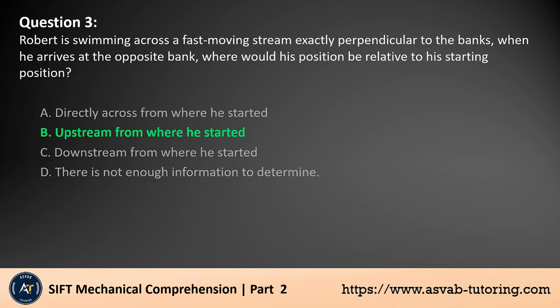The answer is B. Even though Robert swims perpendicular to the banks, the fast-moving current of the stream pushes him downstream as he crosses. Since the stream's velocity is added to his motion, he will end up downstream of his starting point, not directly across from it.